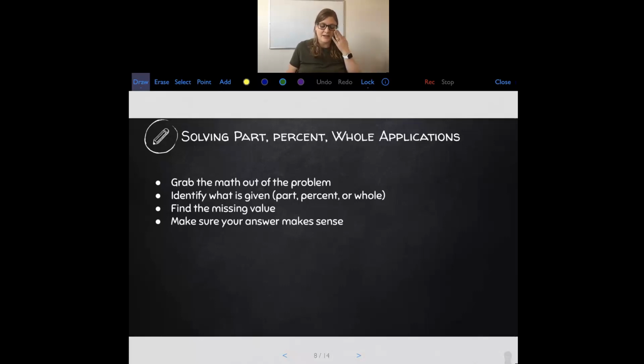So my suggestion here is to grab the math out of the problem. Anytime you're given a word problem, it's up to you to pull the math out of it. Okay, so with part, percent, whole applications, identify what's given, part, percent, and or whole, find the missing value, and then make sure your answer makes sense. Your answer should be reasonable with these application problems, okay?